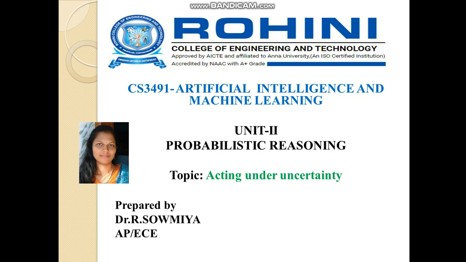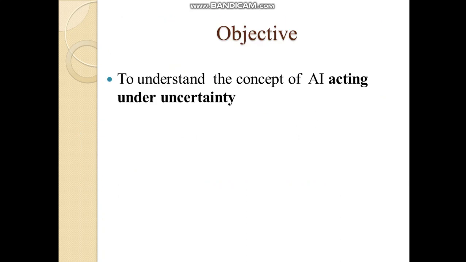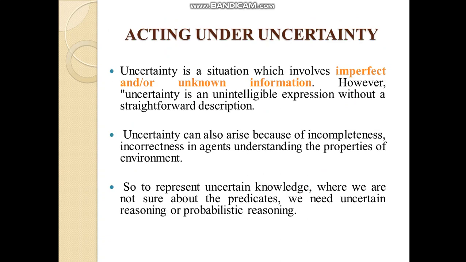The subject is Artificial Intelligence and Machine Learning. Unit 2 is Probabilistic Reasoning. The topic is Acting Under Uncertainty. Objective: to understand the concept of artificial intelligence acting under uncertainty.